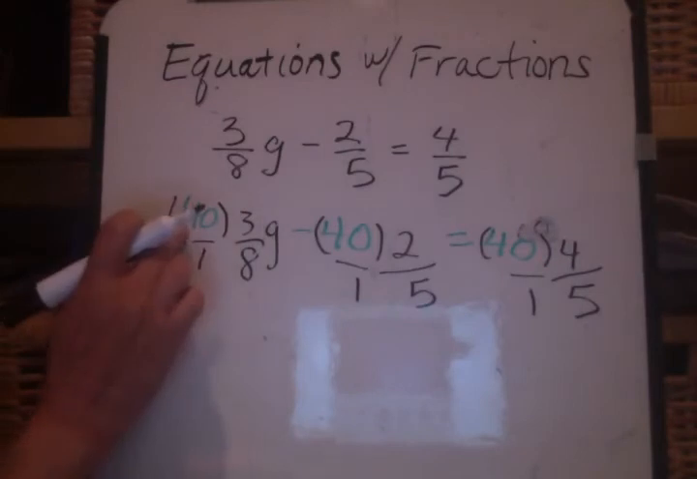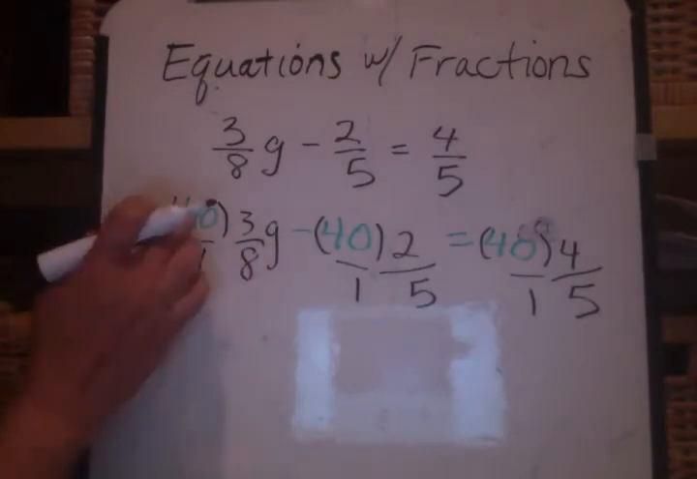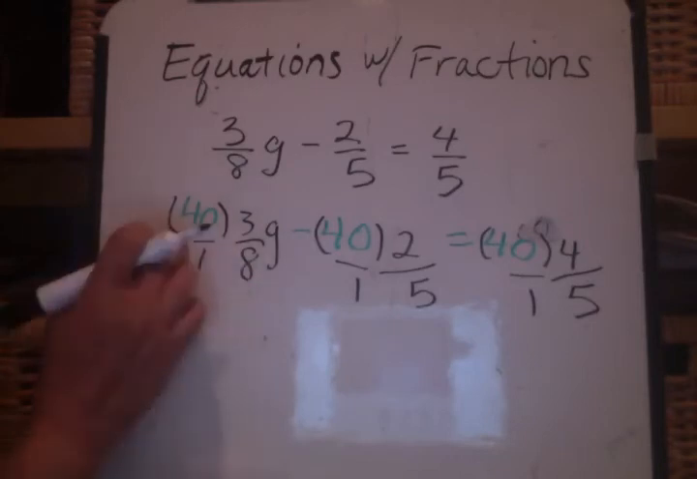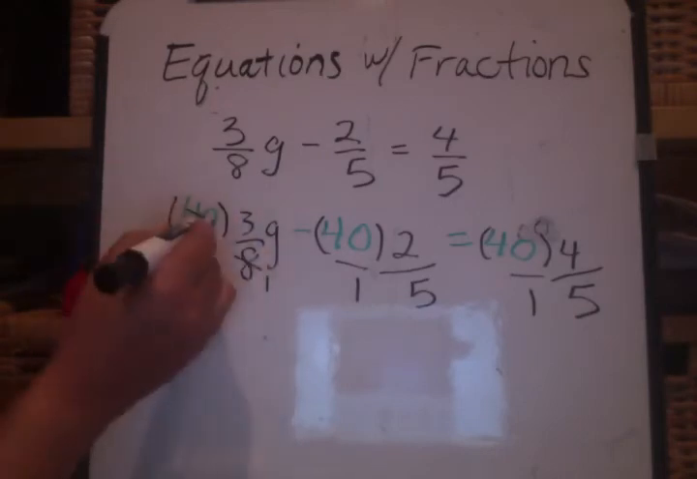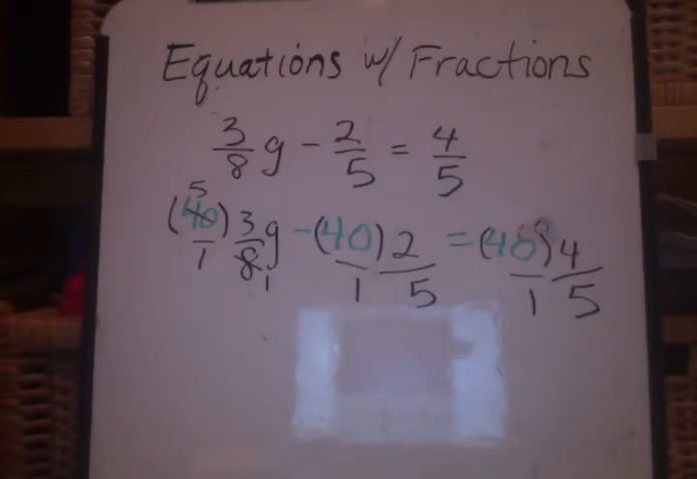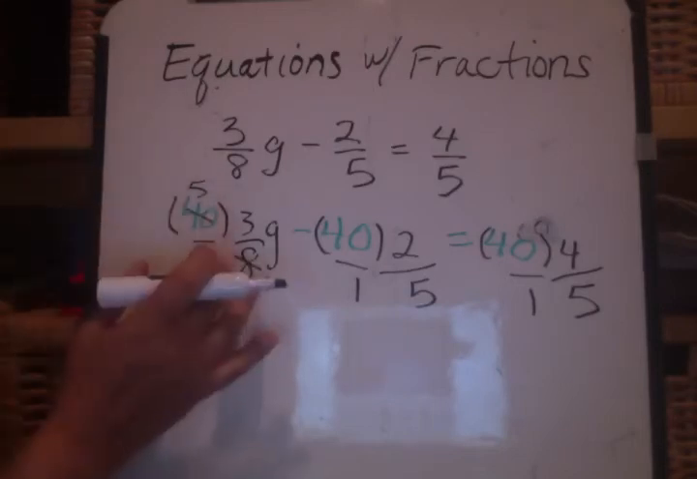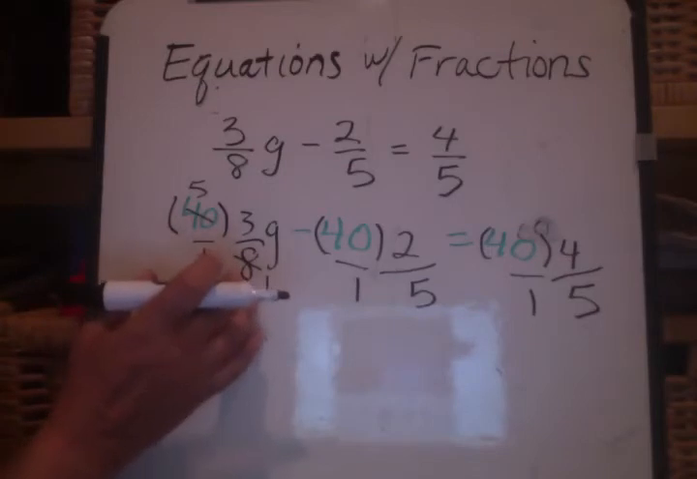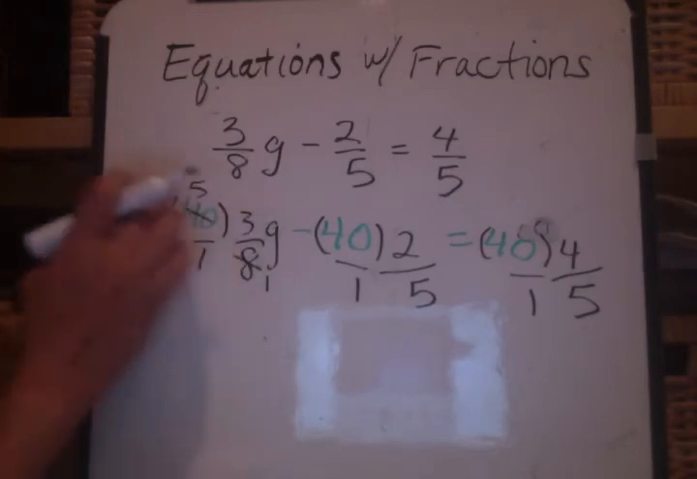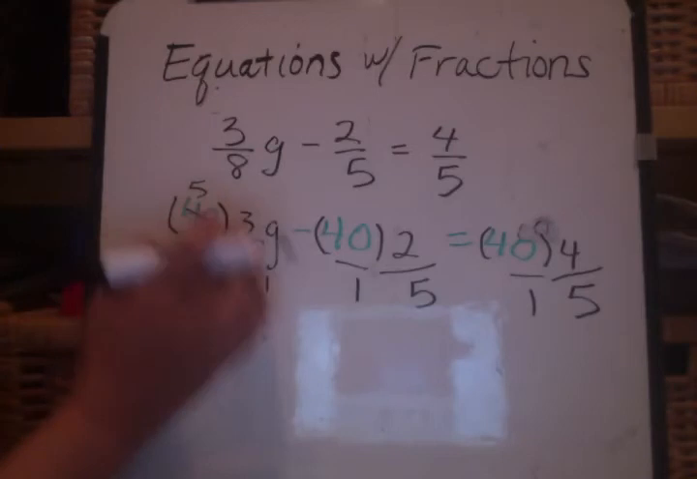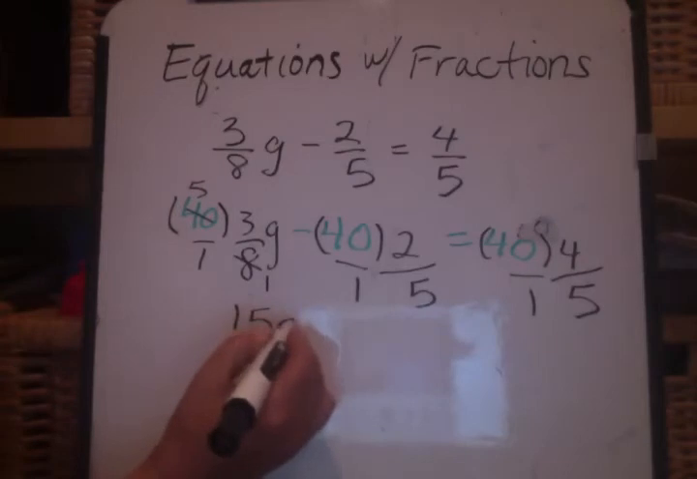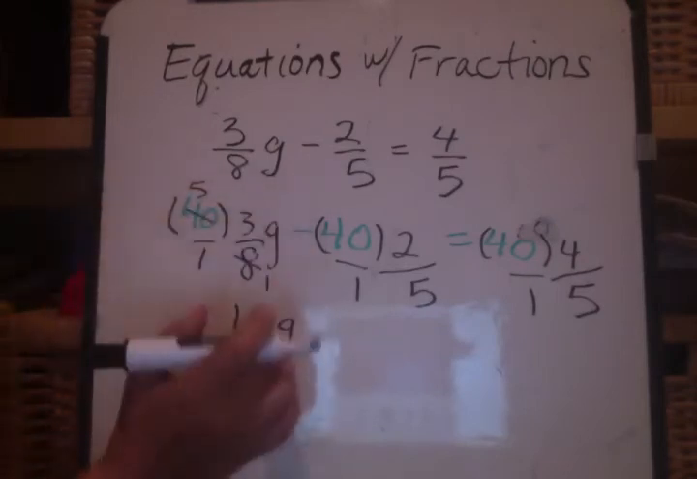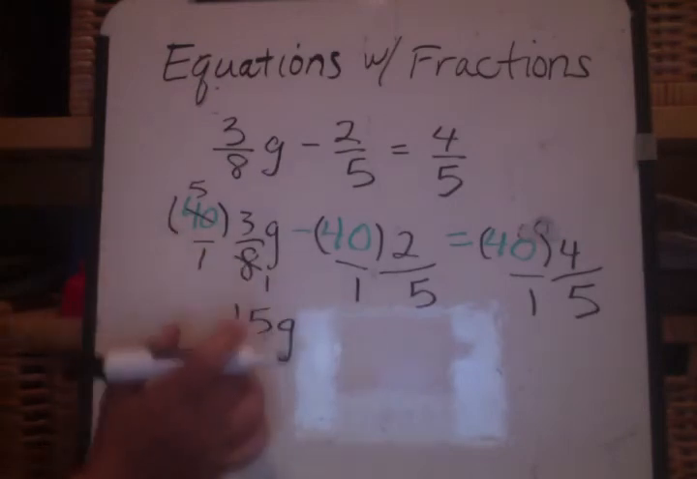But when I have something like this, what I can do is reduce the 8 and the 40 by cross-canceling here. I know that 8 goes into 40 five times, so I'm going to say this 8 goes into 8 once, and 8 goes into 40 five times. Okay, so I just reduced 40 and 8. I've divided both the top and the bottom by 8. And now I've got 5 over 1 times 3 over 1. So 5 times 3 is going to be 15g now. 5 times 3 is 15 times g is just g. 1 over 1 times 1 is just 1.